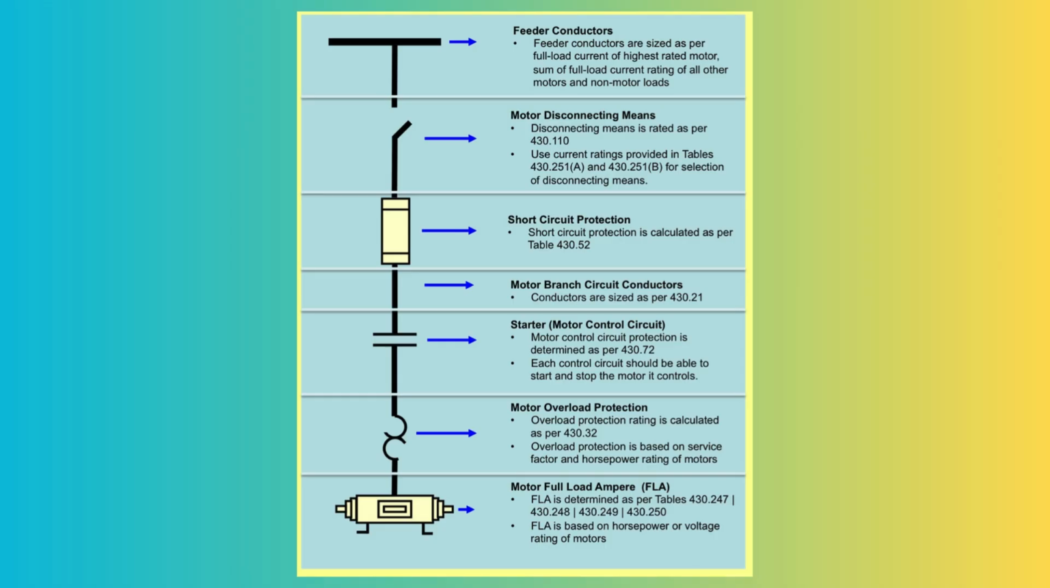Motor full load ampere, FLA. Full load amperage, FLA, is calculated using tables 430.247, 430.248, 430.249, or 430.250. FLA is based on the horsepower or voltage rating of the motor.